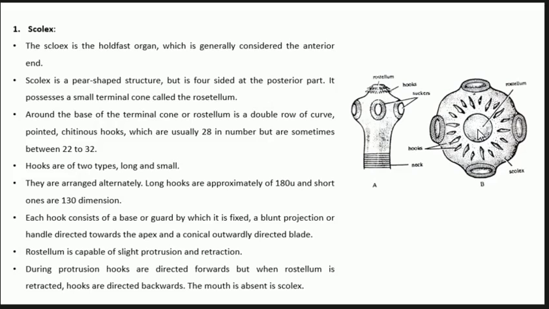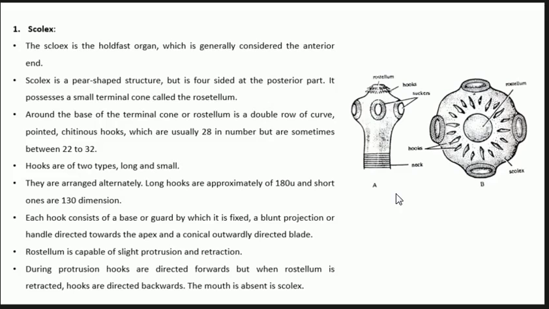So the rostellum is capable of slight protrusion and retraction. Protrusion means going in front, and then it retracts back again. During protrusion, the hooks are directed forward, but when the rostellum is retracted, the hooks are directed backward. So during protrusion the hooks are directed forward, and when they come back, they are directed backward.